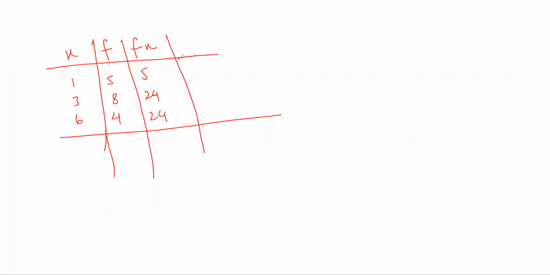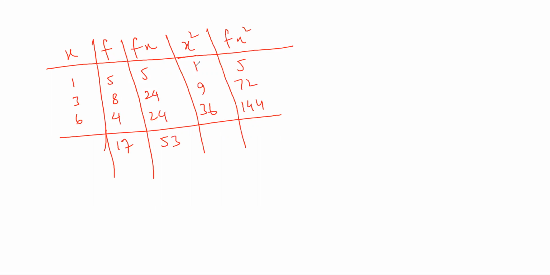And for the standard deviation, you need to have a column for x square. This is 1, 9, 36. Then you will be needing a column for fx square. So this is going to be 5 into 1 is 5, 8 into 9 is 72, and 4 into 36 is going to be 144. Now we have 13 plus 4, that is going to be 17 observations. And this is going to be 48 plus 5 is 53. We don't need this. We need this. This is going to be 7 plus 4, 11. This is 2, and this is 2.